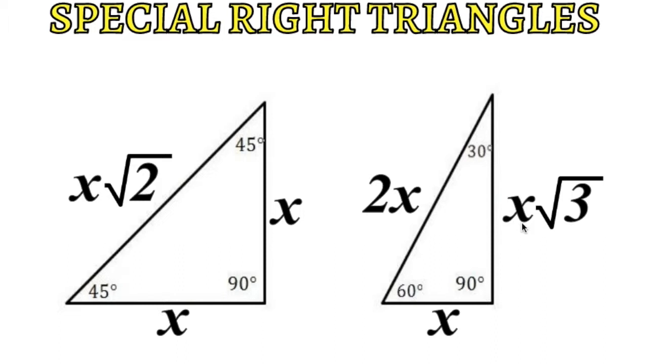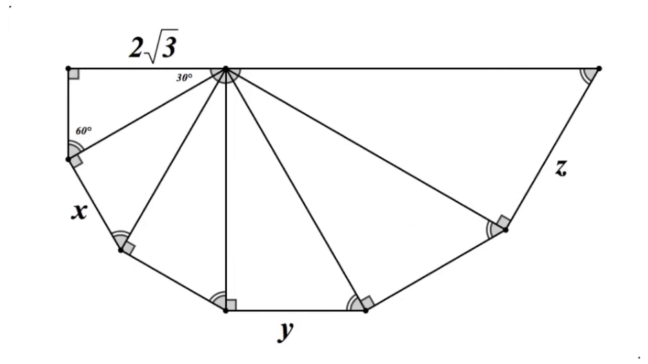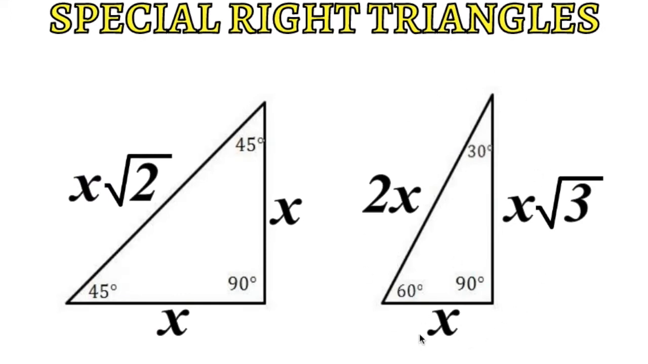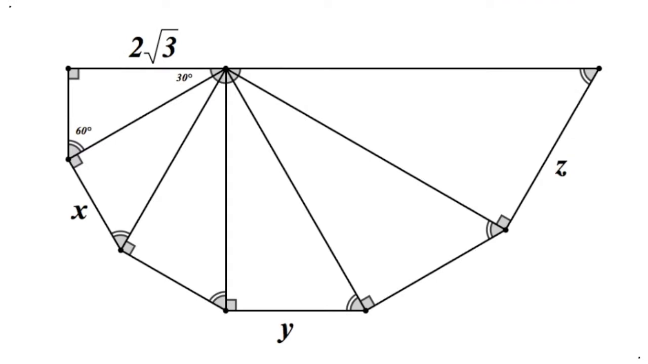So, let's talk about this little problem here. The Great Spiral Challenge. So the thing about this challenge is, all of these are 30, 60, 90 right triangles. So they all follow that pattern that we just talked about: x, 2x, x root 3. So, looking at what we have first, we only have this 2 root 3, and we're looking for x, y, and z, so we've got a lot of work to do.